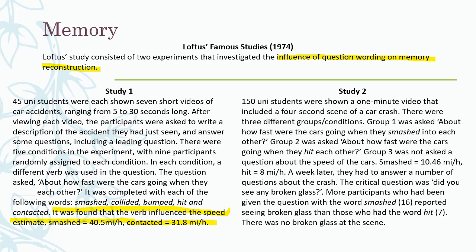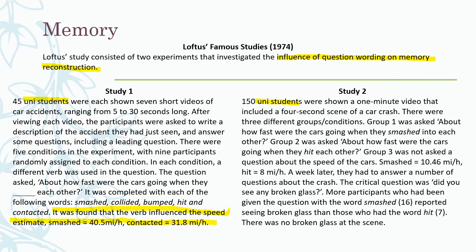In the second study, she went with 150 uni students, and we're already seeing that if it's with uni students, we already see a problem here, right? She's only focused on uni students and not the wider population. But moving on. They were shown a 1-minute video that included a 4-second scene of a car crash. There were 3 different groups or conditions. Group 1 was asked about how fast the cars were going when they smashed into each other. Group 2 was asked about how fast were the cars going when they hit each other, and group 3 was not asked a question about the speed of the cars.